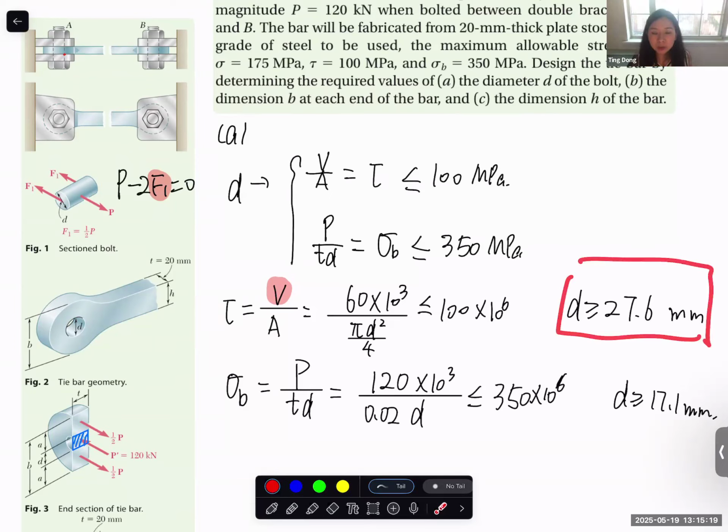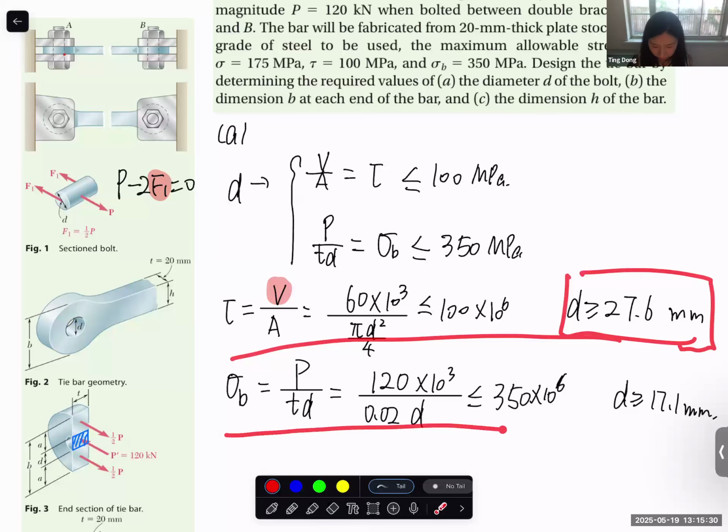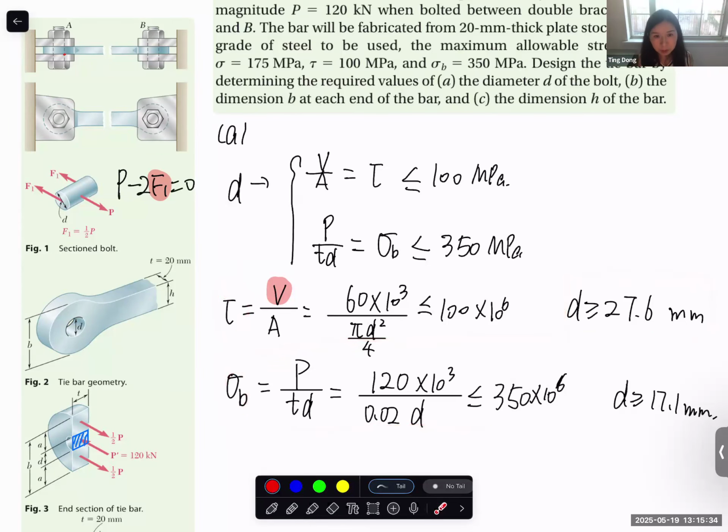Be careful when you have two criteria and you calculate two diameters, which one you should use. If you use the larger one, it means that it can survive this one. It can also survive the bearing stress. It can survive both shear stress and bearing stress.